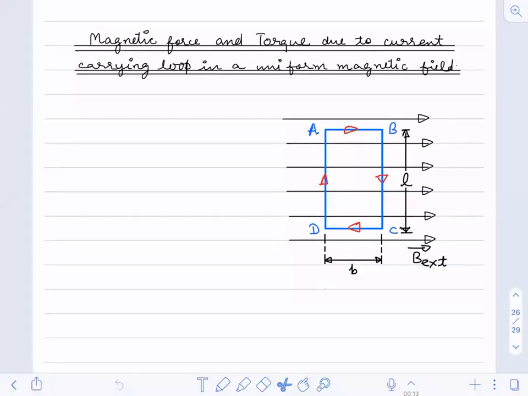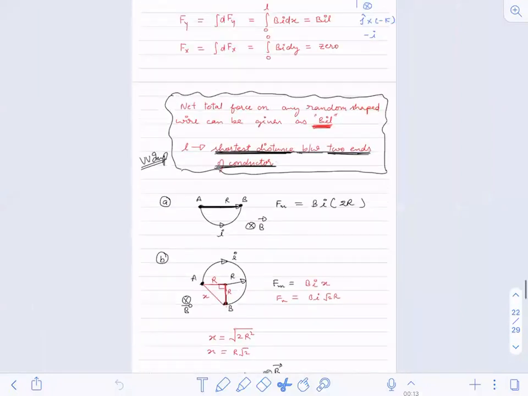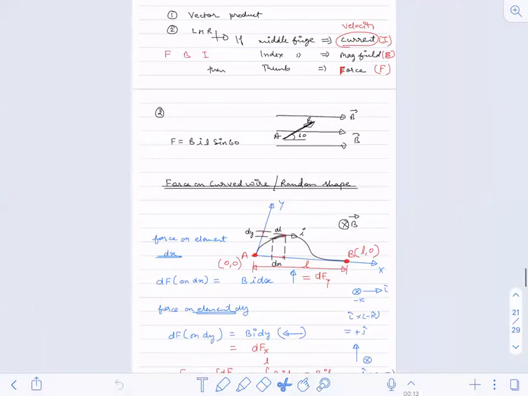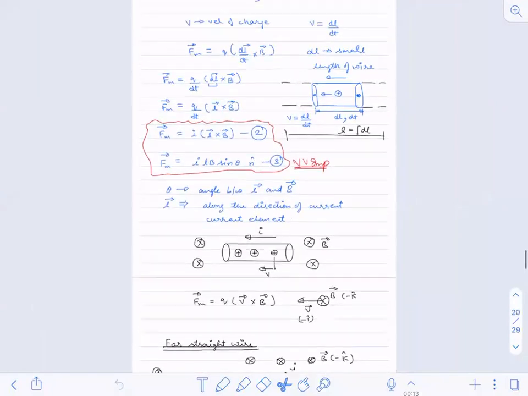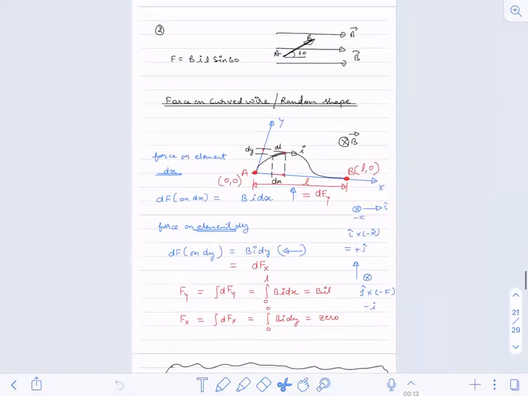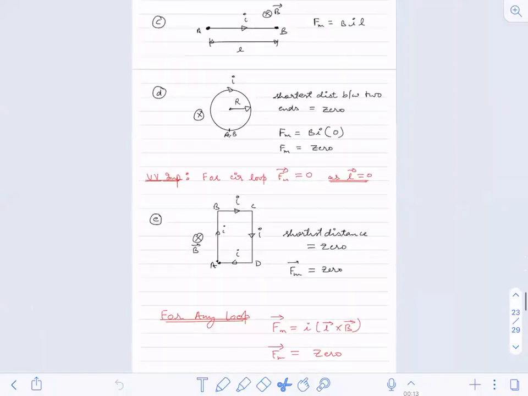So in the last class, we discussed the force on a wire, the force on a straight wire as well as on a curved wire due to the magnetic field, when it is present in an external magnetic field. What is the force experienced by the straight wire and by the curved wire if they are carrying a current I? We discussed both cases and we saw a few examples also.